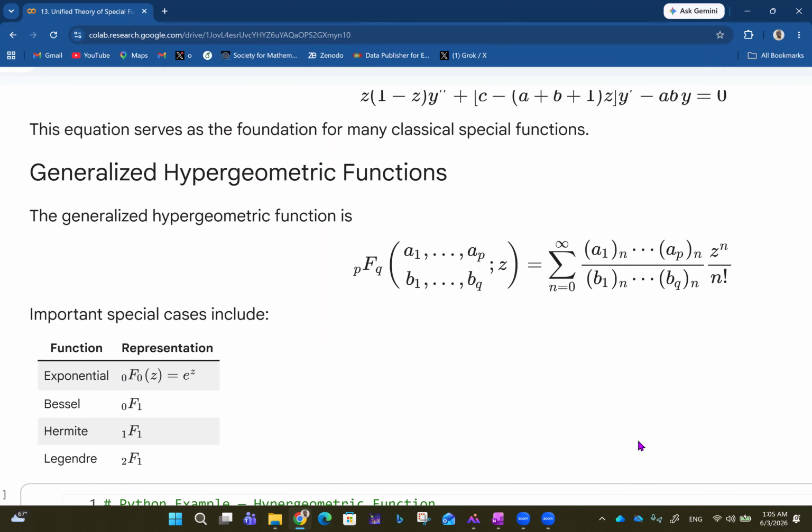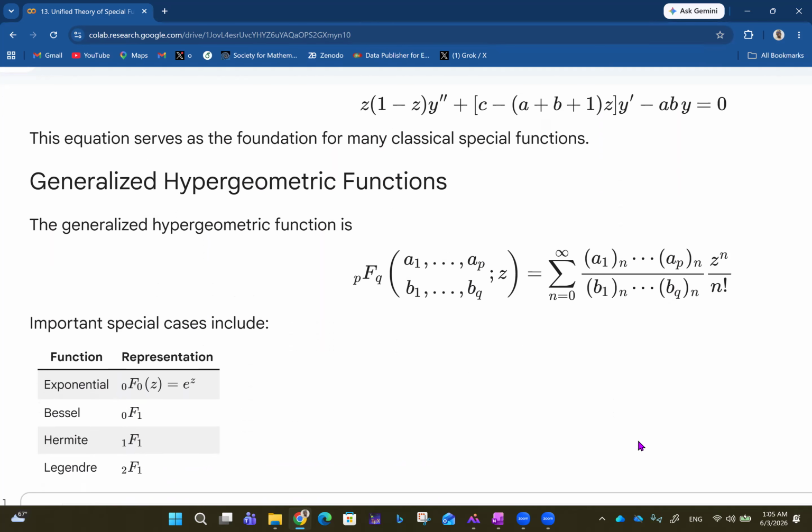Okay, so then we talk about the generalized hypergeometric functions. The generalized hypergeometric function pFq with parameters a1 all the way to ap, b1 all the way to bq, and variable z, is simply the summation from n equals 0 to infinity of (a1)_n all the way to (ap)_n, all over (b1)_n all the way to (bq)_n, multiplied by z raised to the power n over n factorial. So that's a generalized hypergeometric function.